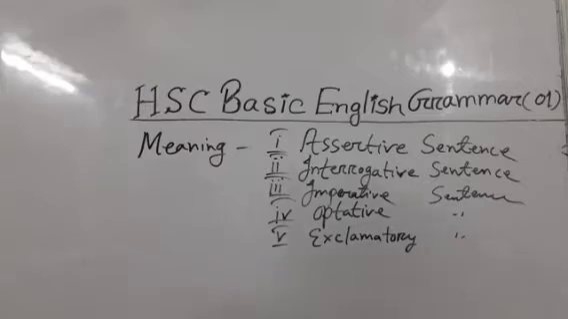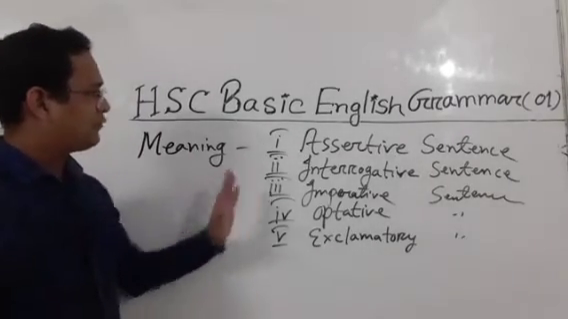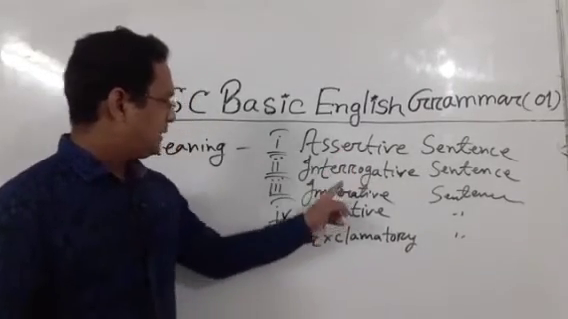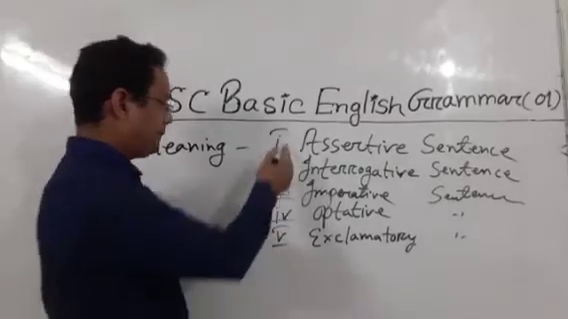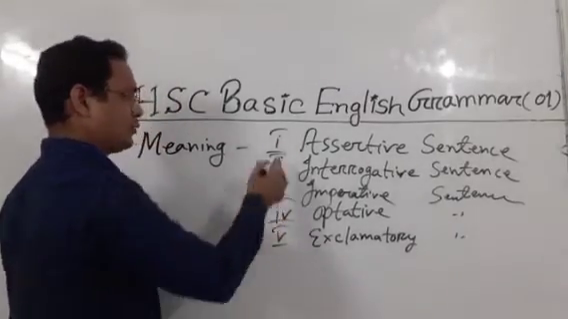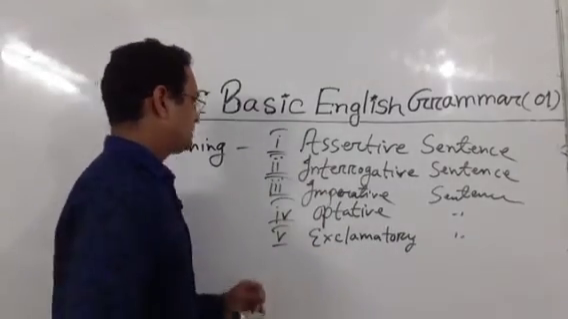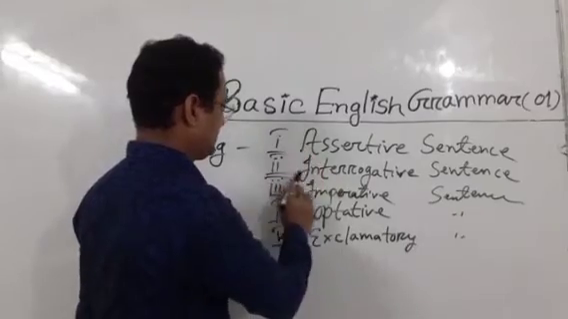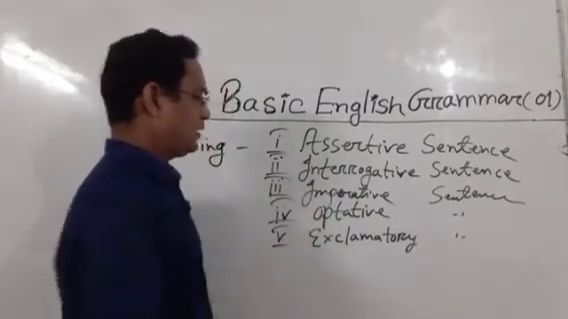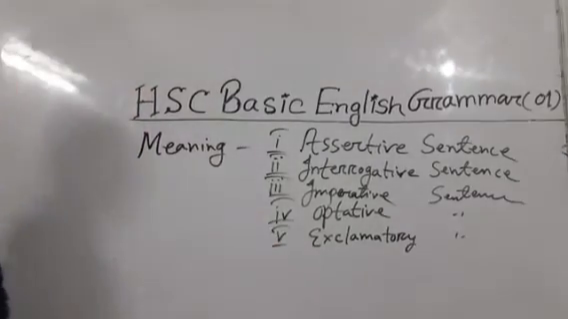According to meaning, sentences are 5 kinds: assertive, interrogative, imperative, optative, and exclamatory. I will discuss them one by one. That means what is an assertive sentence, and I will also give you examples to understand the parts and kinds of a sentence, and also interrogative, imperative, optative and exclamatory. So let's go for according to structure.